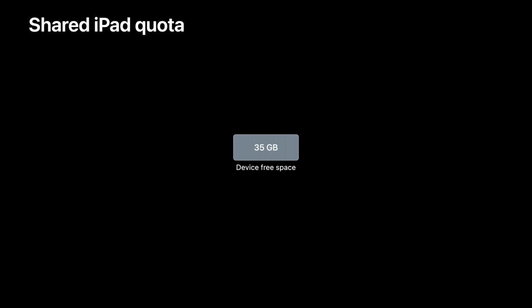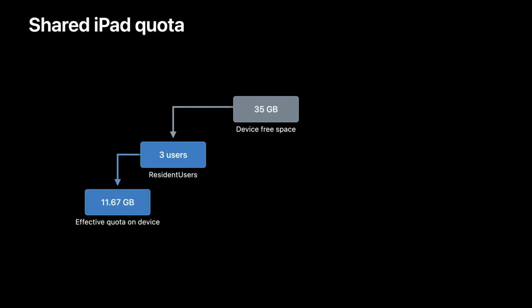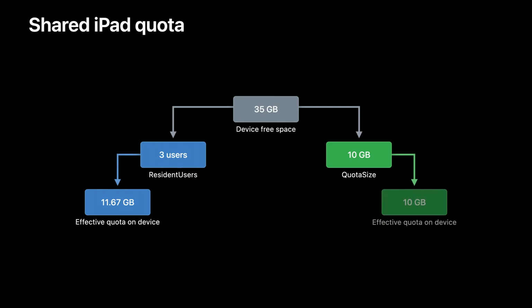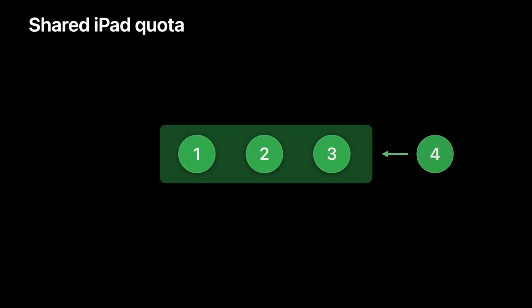This iPad has 35 gigabytes of free space for user data. If I send the Shared Device Configuration Settings command, asking the device to set resident users to 3, it will compute each user's quota to 11.67 gigabytes. Alternatively, if I ask the device for a quota size of 10 gigabytes, each user will have a quota of 10 gigabytes. If we have 3 existing users on the device, and a 4th user tries to log in, one of the existing user's data will be removed from the device to create enough space for the new user.